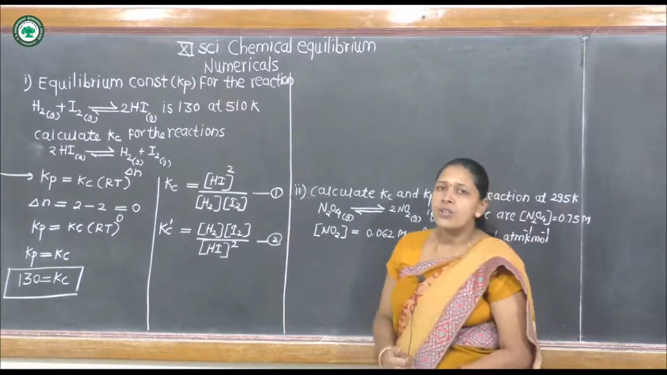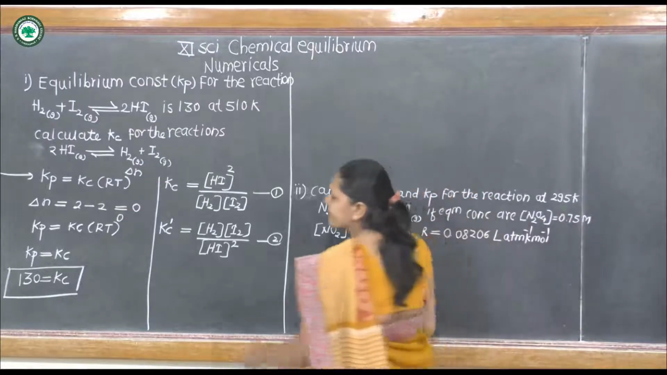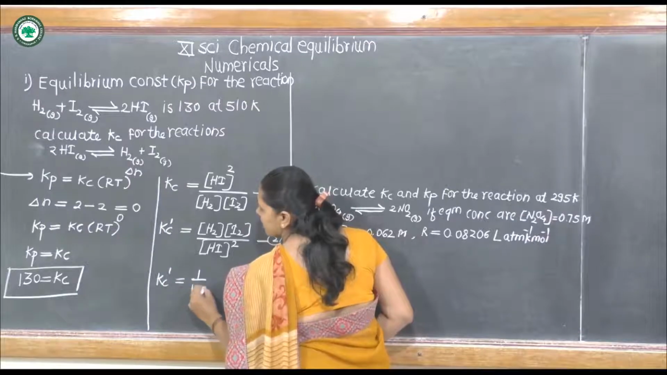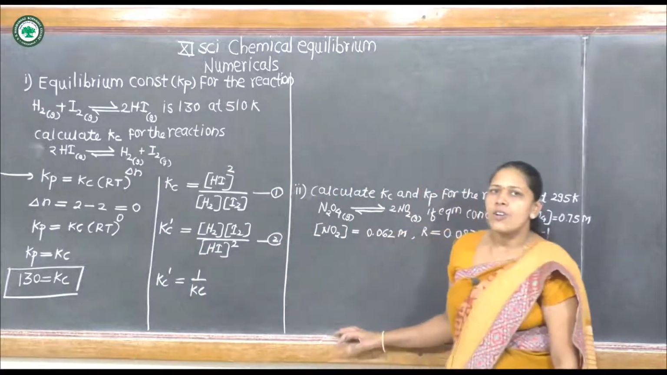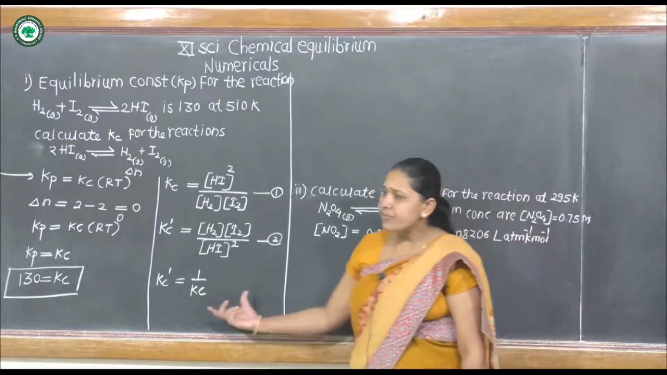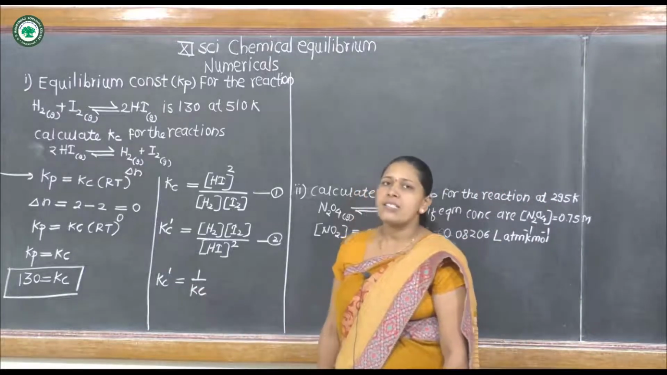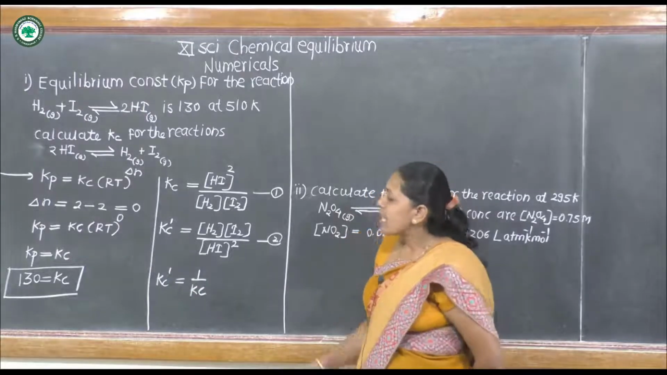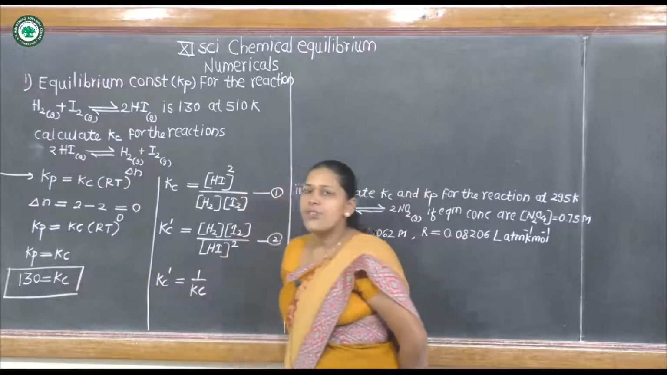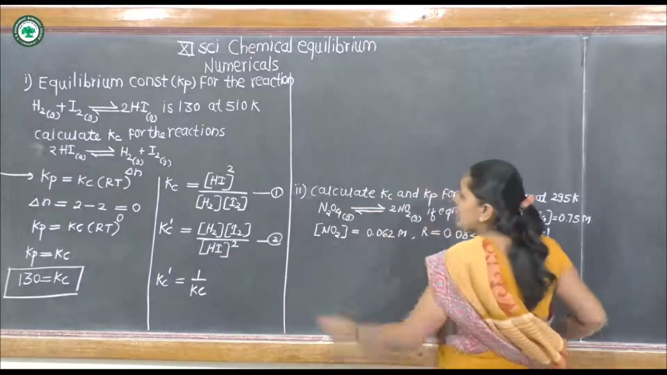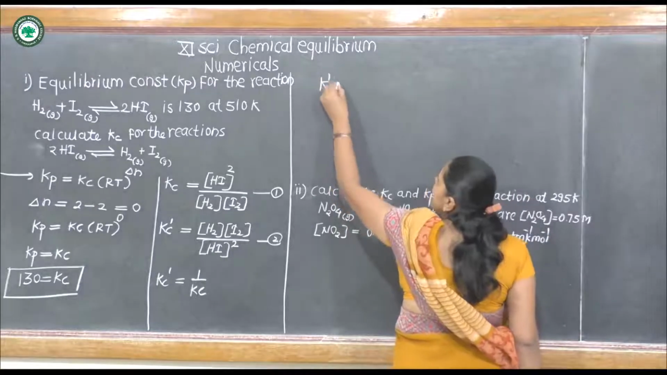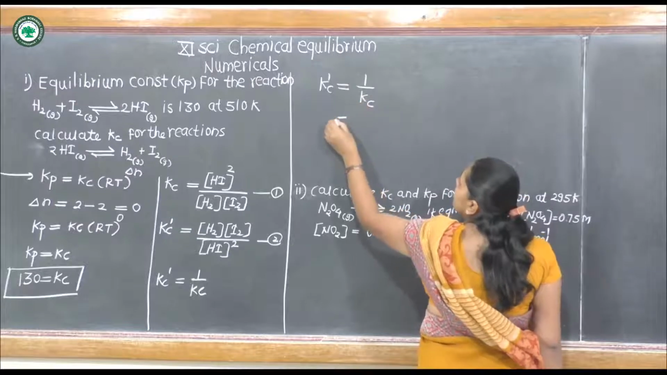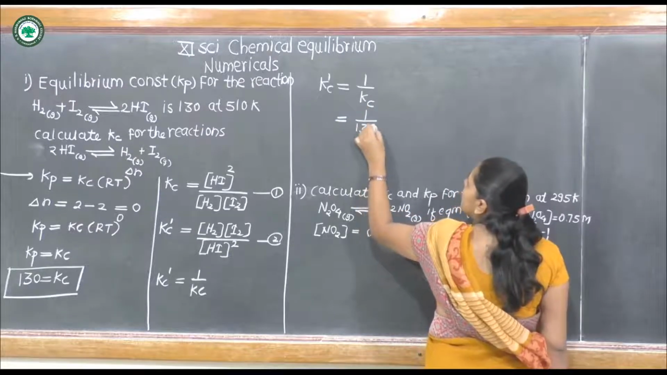Then by comparing these two equations, it indicates that Kc dash is equal to 1 upon Kc. We already studied this in the previous lecture: the relation between Kc prime and Kc is that Kc prime is the reciprocal of Kc. By substituting the value of Kc for the first reaction, Kc prime is equal to 1 upon Kc. The value of Kc is equal to 130.